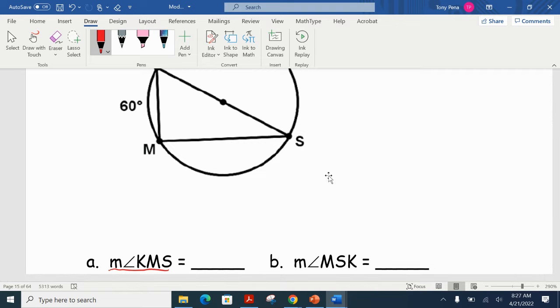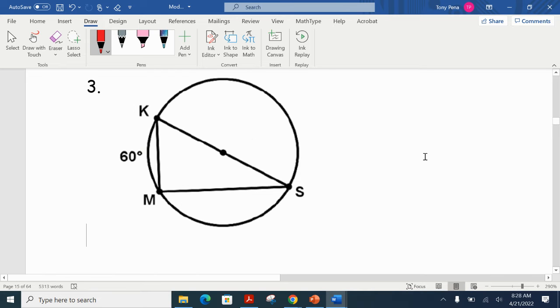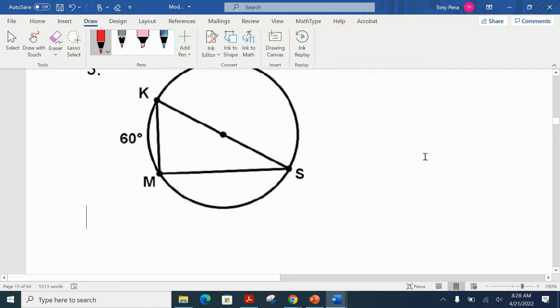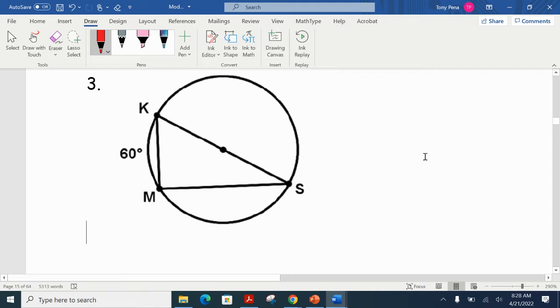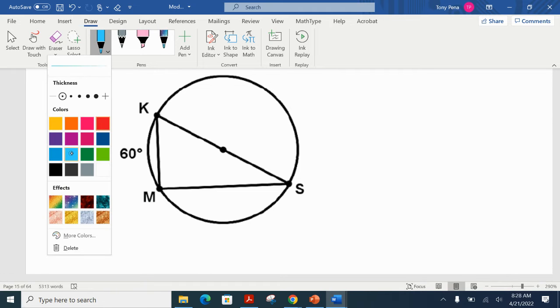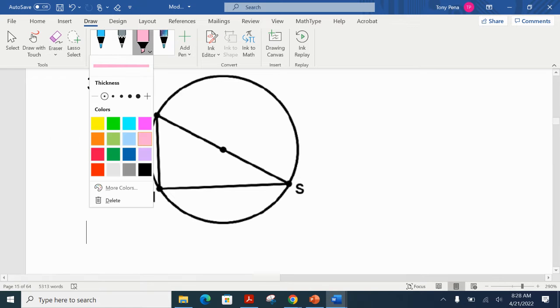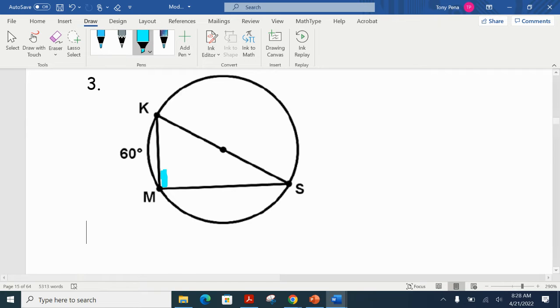How's it look? Okay. Good. Okay, let's see what we got here. All right, here is the angle KMS. So the angle drawn from K to M and then to S.